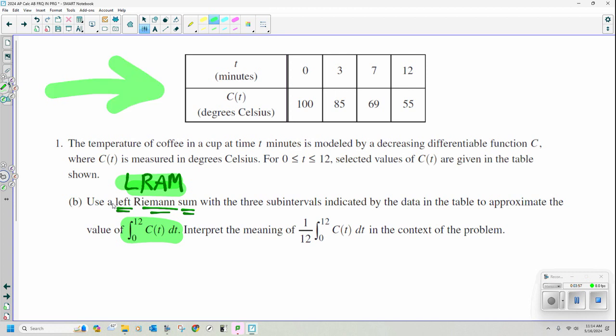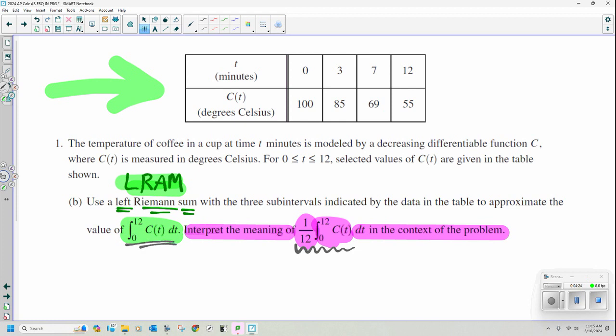Next, and this is weird. They're saying just interpret the meaning of this, but then they have this 1/12 in front of it, which we'll identify in a second. In the context of the problem, they don't even tell me that they want me to evaluate what this actual number is. Use a left Riemann sum to approximate this. This is different now that the 1/12 is in front of it, but they're not asking us to approximate that. They're just saying interpret that meaning.